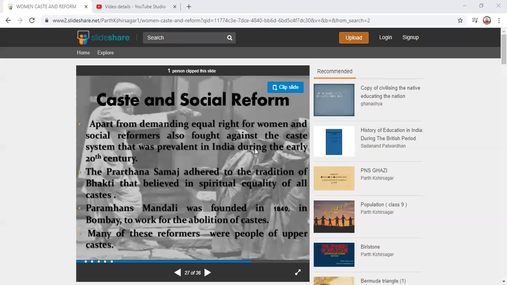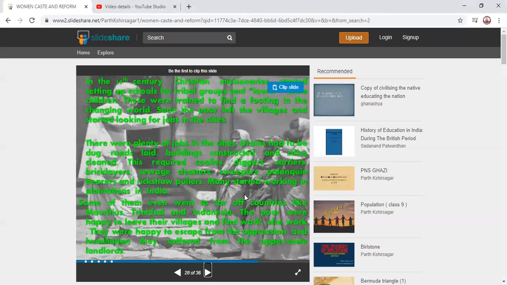British economic policies led to widespread landlessness, deindustrialization, and reindustrialization. Due to these developments, many people left their traditional occupations and migrated to the cities and towns in search of employment and better living conditions. Some also went to work in the plantations in Assam, Mauritius, and other countries. In factories and plantations, they worked together regardless of their caste and social background.